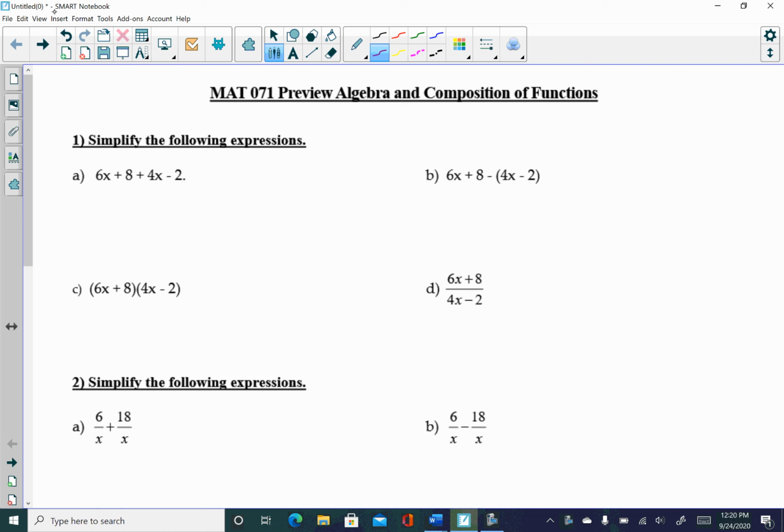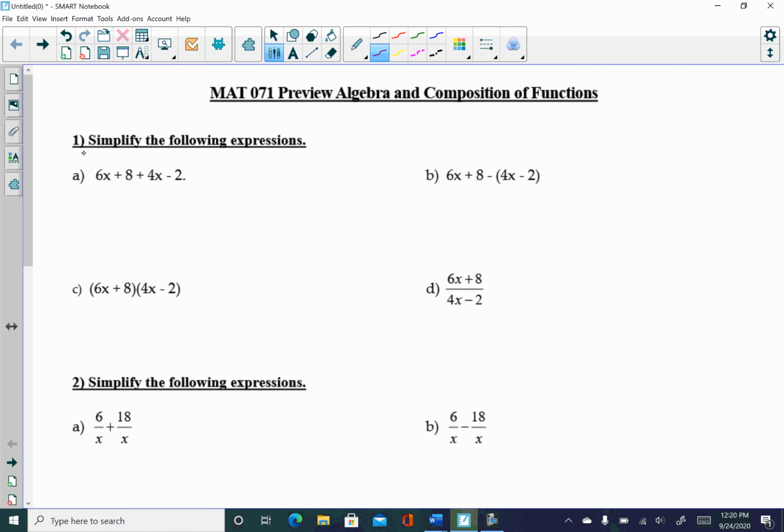Okay? So here in example 1, they just want us to simplify these expressions, and these should look very familiar to you. In letter A, if I want to simplify this, hopefully you're recognizing that there are like terms here. I've got x's that can be combined, and I've got numbers that can be combined. And that's the idea here, I just want you to simplify it down to lowest terms.